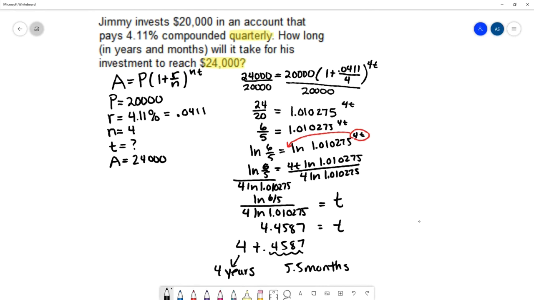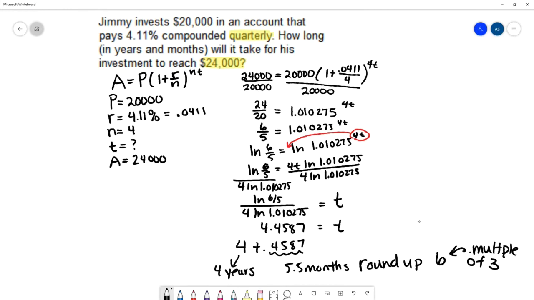So we're going to round up. We're going to round that 5.5 up to 6. And we want to make sure that that is a multiple of 3 because interest gets added quarterly. That's every 3 months. And 6 is a multiple of 3. If it wasn't a multiple of 3, I would keep rounding up until I get to a multiple of 3.